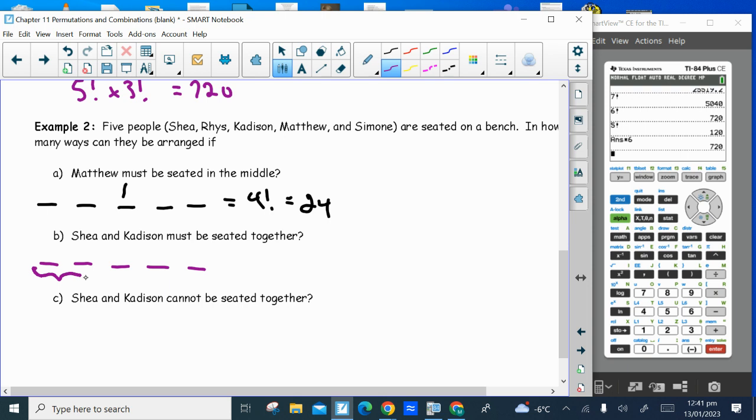If Shay and Caddison have to stay together, they would count as one object to be arranged. Plus the remaining 3 people would be 4 factorial. But then we also have to multiply by 2 factorial, which is the number of ways that Shay and Caddison can be arranged amongst themselves. And there's only 2 ways. 2 factorial is 2 times 1. And those 2 ways are Shay first, Caddison second, or Caddison first and Shay second. But we have to include that to get our answer. So 4 factorial is 24 times 2 would be 48.